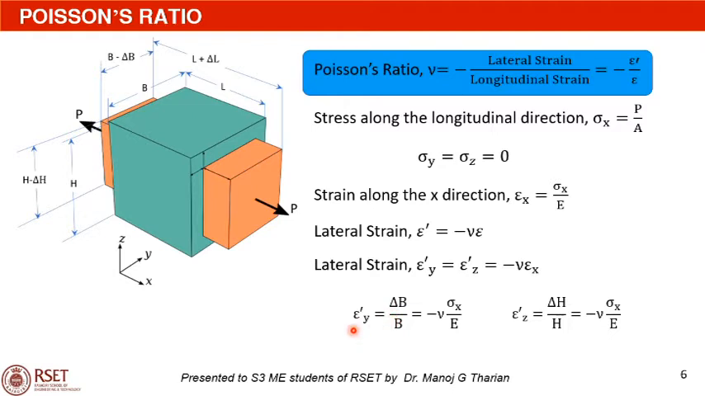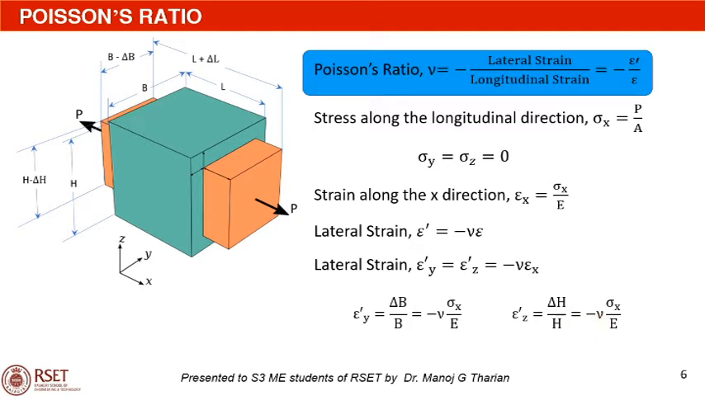So we get epsilon y dash is equal to delta b by b, which is equal to minus nu into sigma x by E. And also, due to the stress along the x direction, the height h gets reduced by an amount equal to delta h. So we get epsilon z dash is equal to delta h by h, which is equal to minus nu into sigma x by E.